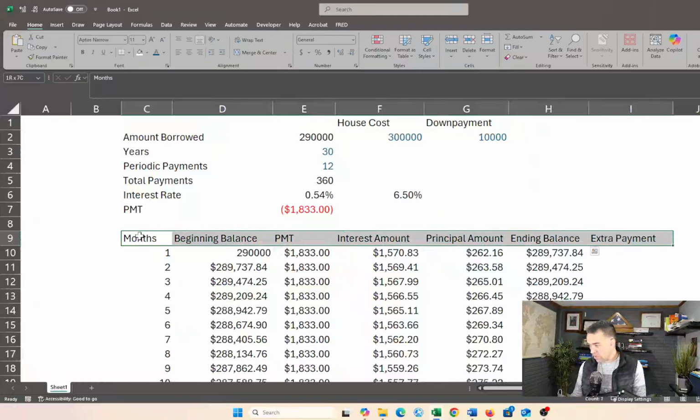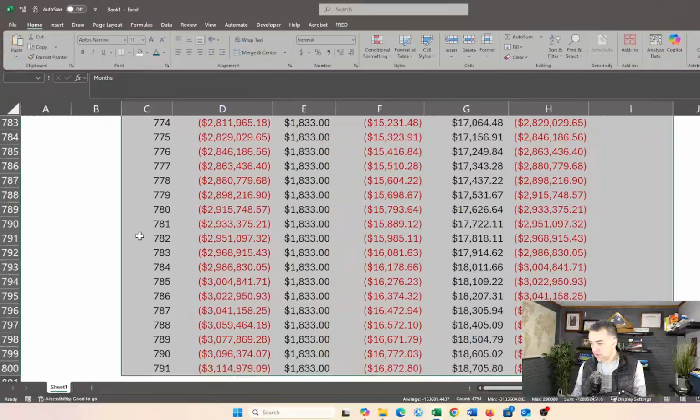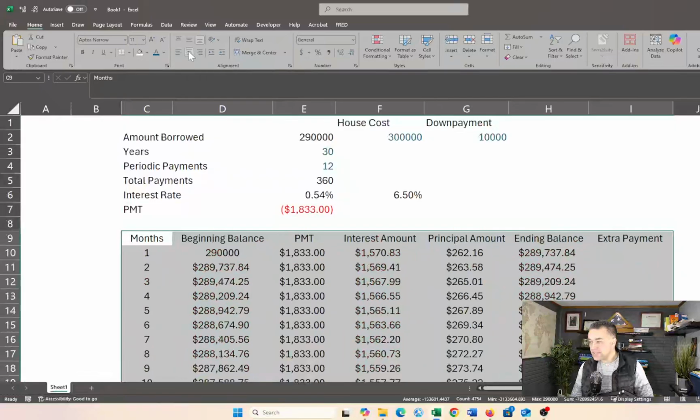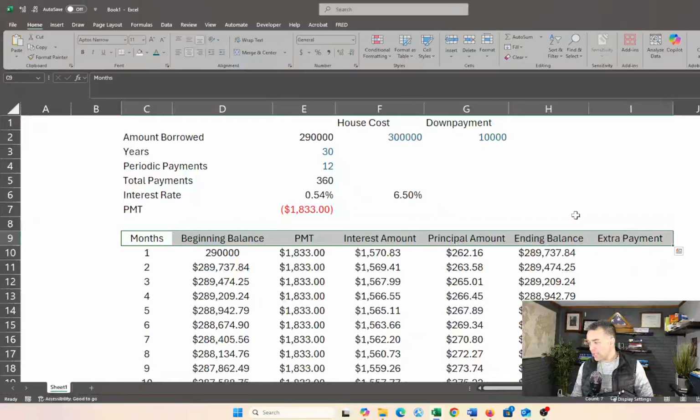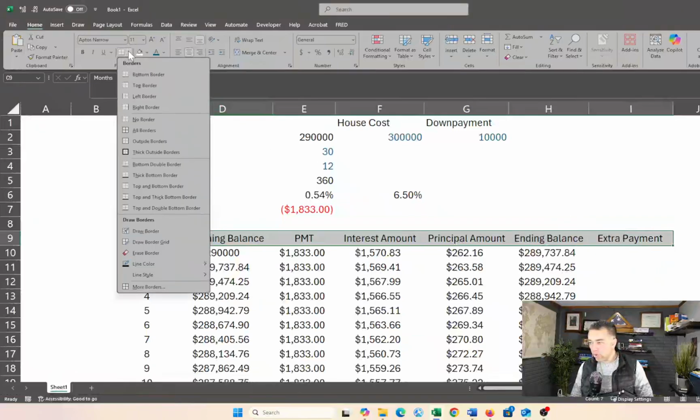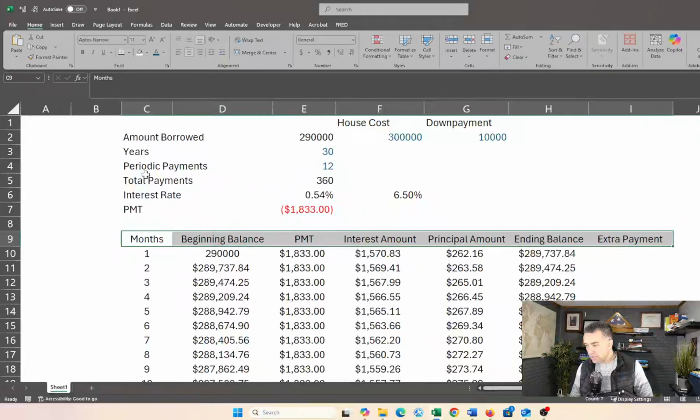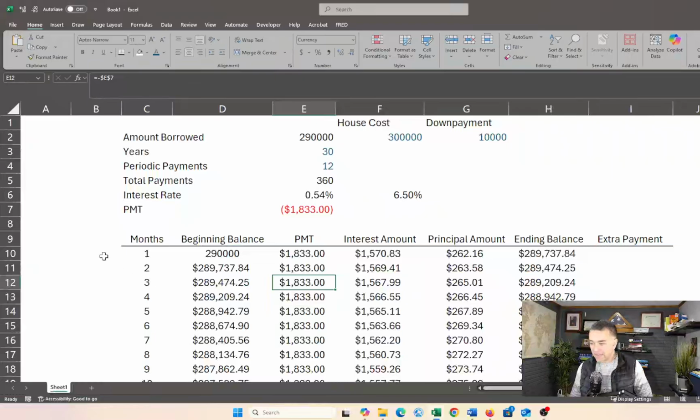All right, a couple other things I'm going to do. I'm going to highlight all this and hit Control C, go all the way down to the 800, and make that centered. I think that looks better. I'm going to highlight that top row, put a border down, a thick border.